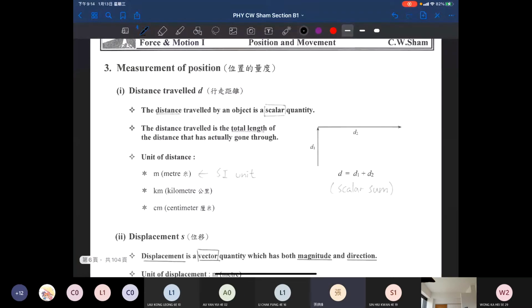Okay, measurement of the position. First of all, we talk about the scalar that can measure the position. So that would be the distance. Okay, distance is a scalar quantity. We can use meter to represent it. Okay, if we talk about the distance, we are talking about the total length of the actual path gone through. Okay, total length.